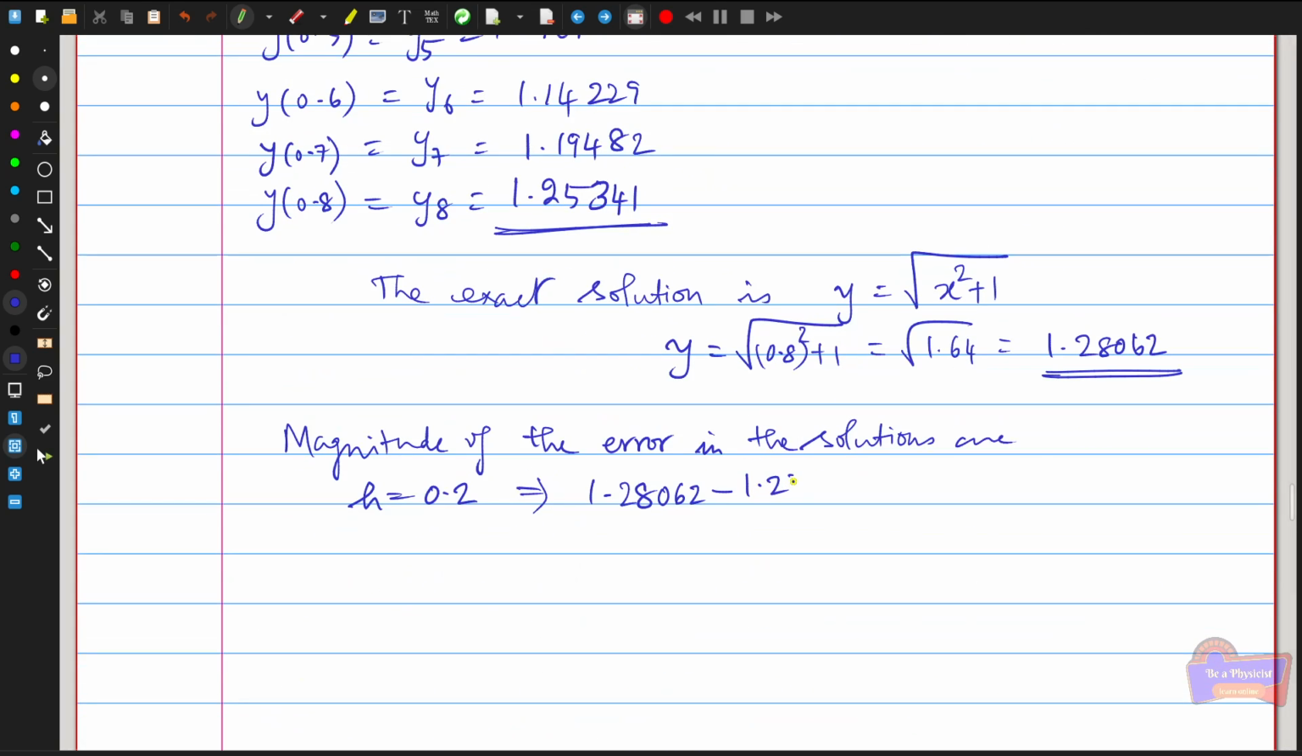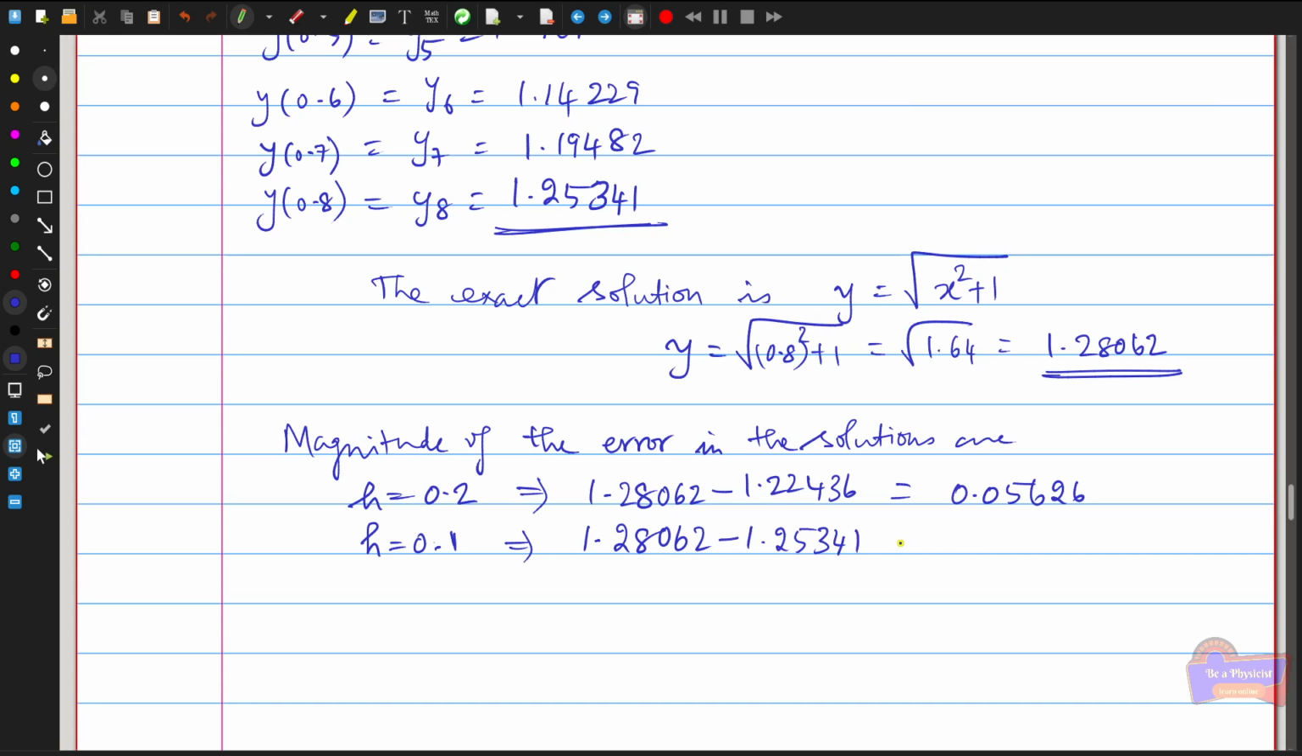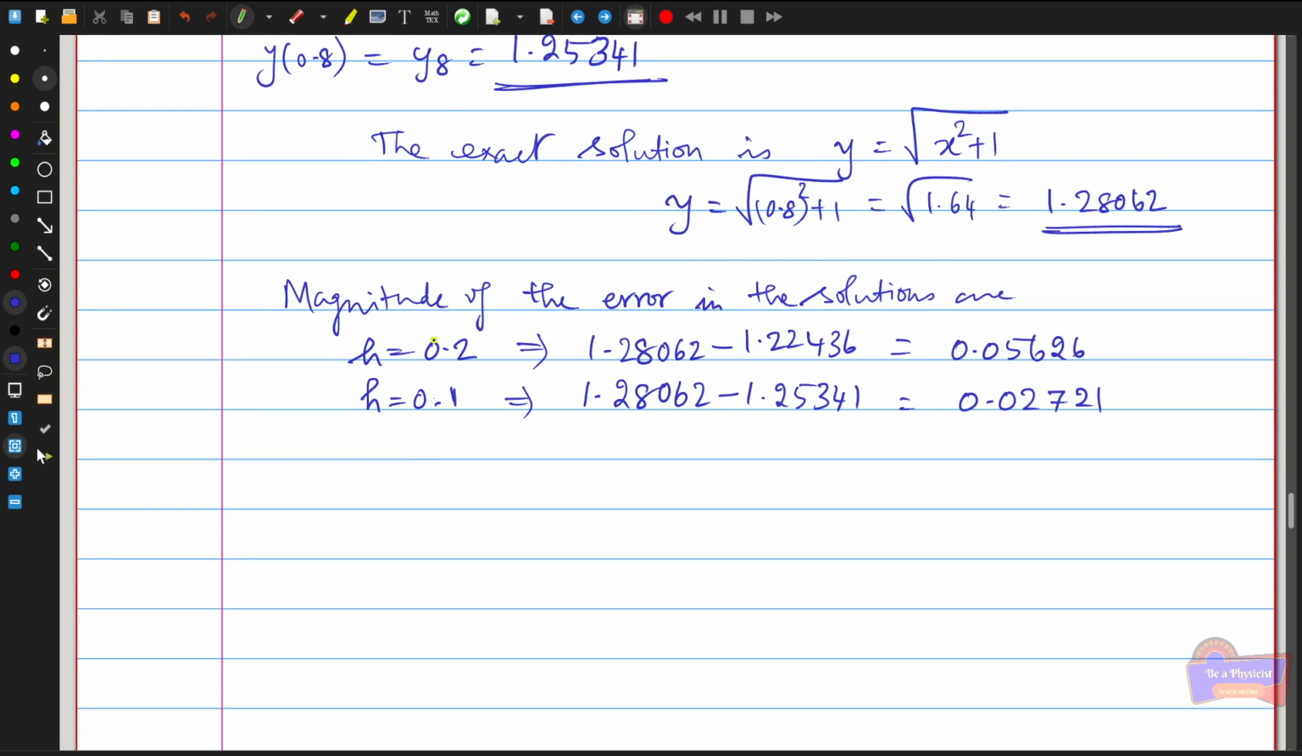The value is 0.05626. So when you are using h equal to 0.1, the obtained value is 1.25341, so that the error is 0.02721. So now we can see that when you are using the h value as 0.2, your error is somewhat maximum. Then if you are using h equal to 0.1, you get a reduced error. Suppose you reduce the h value further, then you can get values closer to the analytically found solution. Okay, so that's all for this video.